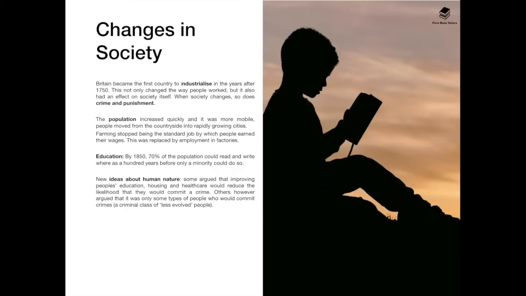Education rose. By 1850, 70% of the population could read and write, whereas 100 years before, only a minority could do so. New ideas about human nature proliferated. Some argued that improving people's education, housing, and healthcare would reduce the likelihood that they would commit a crime. Others, however, argued that it was only some types of people who would commit crimes, a criminal class of less evolved people.